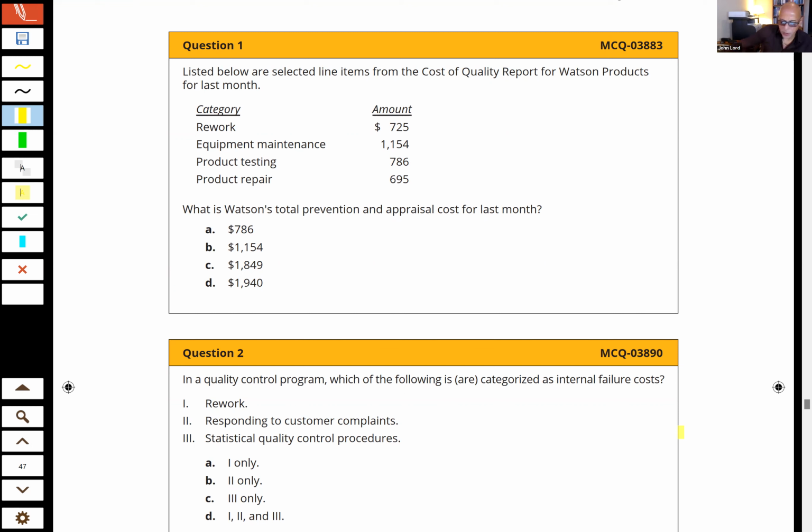Let's just look at it. Listed below are selected line items, and they want to know which is the prevention and appraisal. So if you have to rework something, have you prevented anything from happening? No. It happened, and now you've got to fix it. Equipment maintenance is making sure that the equipment doesn't suddenly start malfunctioning and crush a bunch of good materials. So that is a prevention cost. You've got to pick that one up.